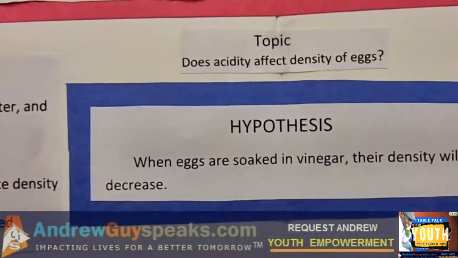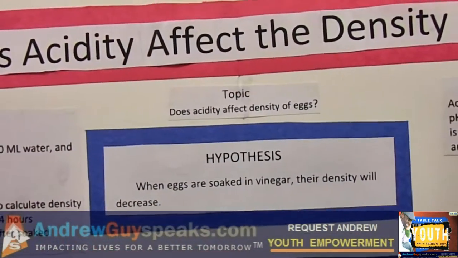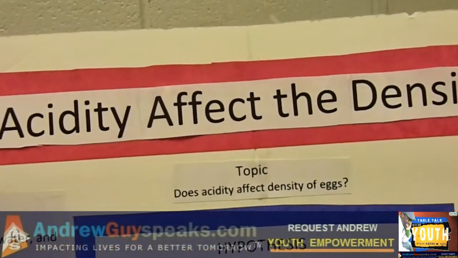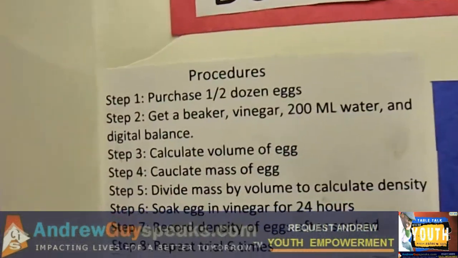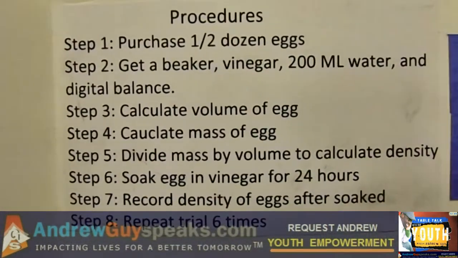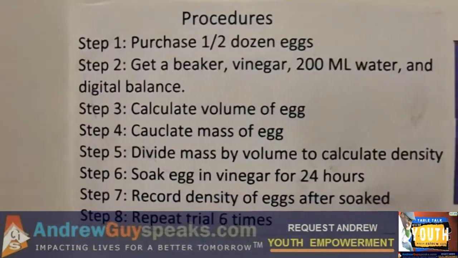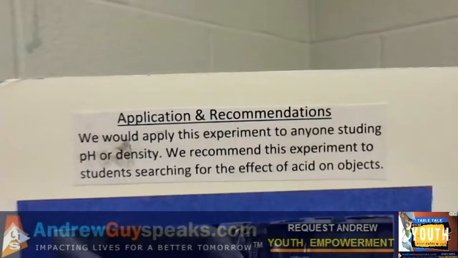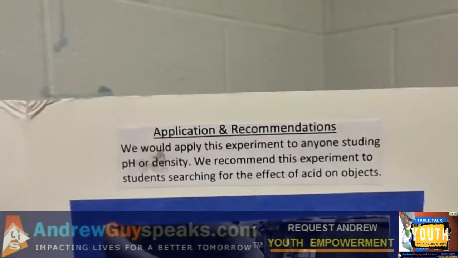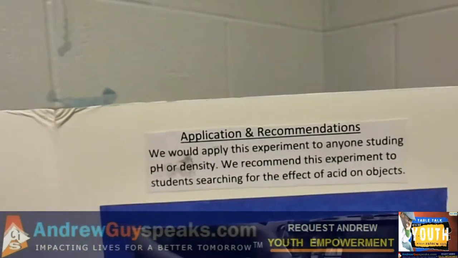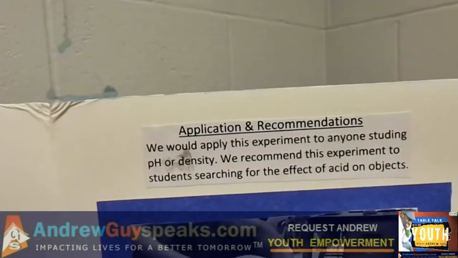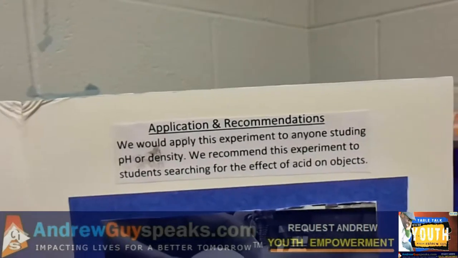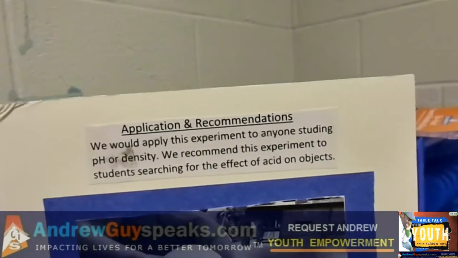This is his hypothesis right here. It says, when eggs are soaked in vinegar, their density will decrease. Topic, does acid affect density of egg? Procedures. He has all of his procedures right here, and he explains what he was doing. Okay? And here, application. He says right here, application and recommendation. We would apply this experiment to anyone studying pH or density. Then he said, we recommend this experiment to students searching for effect of acid on objects.